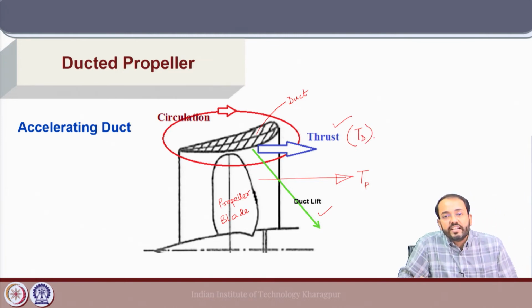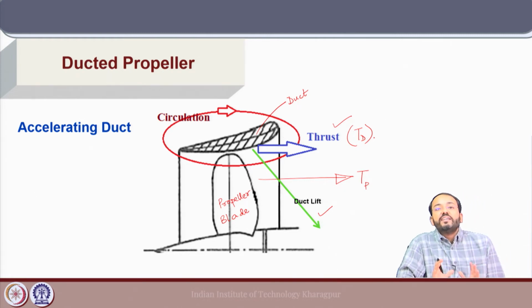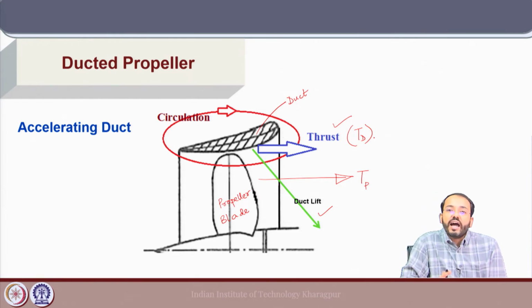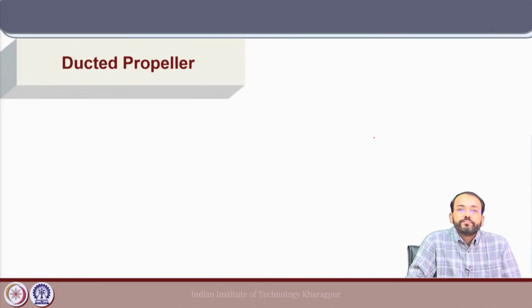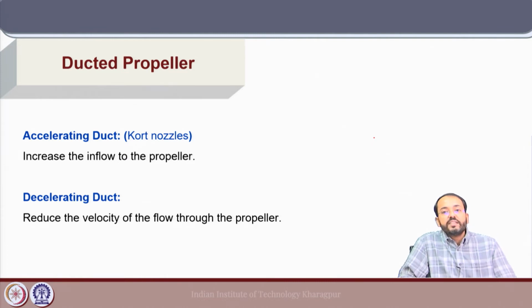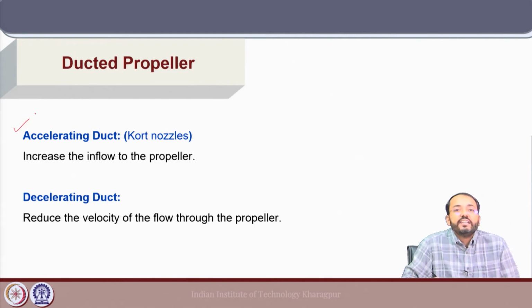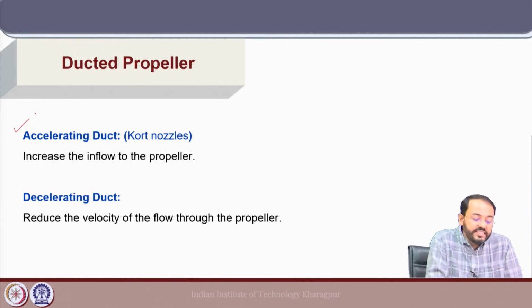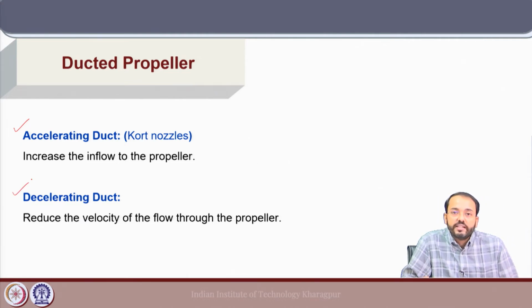So, for an accelerating duct under high loading conditions where the duct generates a positive thrust, the total thrust will be higher than the propeller thrust, because the duct thrust is also contributing to the total thrust. We have two types of ducted propellers, as was mentioned briefly in the last lecture: an accelerating duct which increases the inflow to the propeller, and a decelerating duct which reduces the velocity of flow through the propeller.